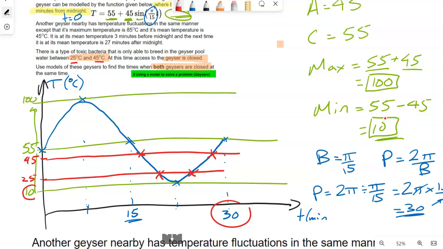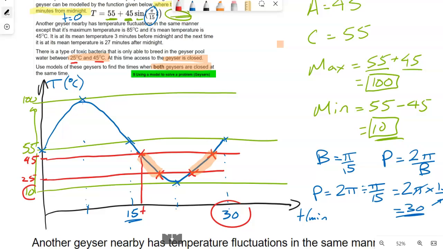Okay, so we want to know when it's closed. It's closed between 45 and 25 degrees, so it's closed along there. Once it's below 25 degrees, it's not cold. So again, once it gets up to 25 degrees, it's closed, and then once it gets above 45 degrees, it's open again. So there we go. That's basically what we need to know.